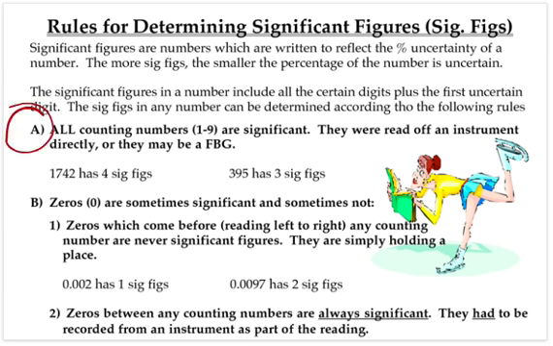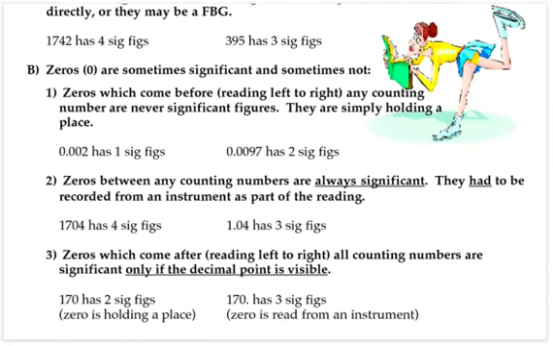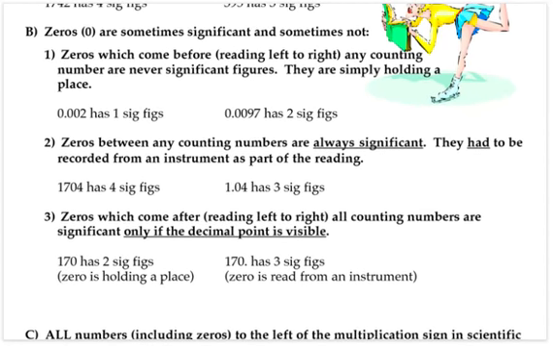Rule number 1 is that all non-zero numbers that are reported are significant. So 1,742 is 4 significant figures. Those are all significant. This is 3 significant figures. If they're read directly off an instrument, they are all significant if they are non-zero numbers. That's pretty easy. That takes care of 9 out of 10 digits. Now we just have to look at zeros, right? Zeros are the problem. Zeros are sometimes significant and sometimes not.